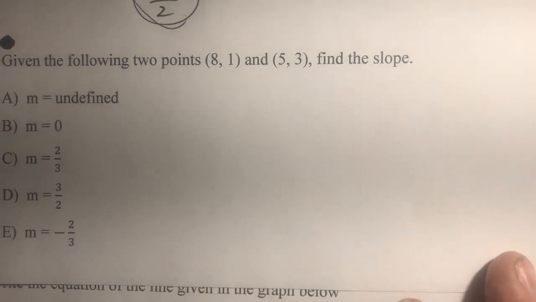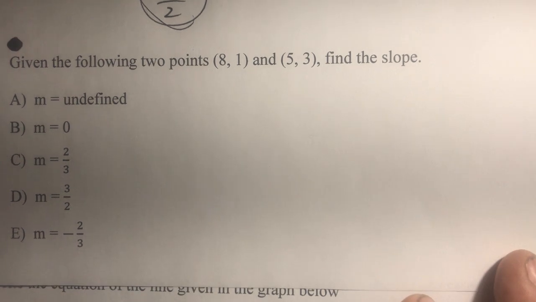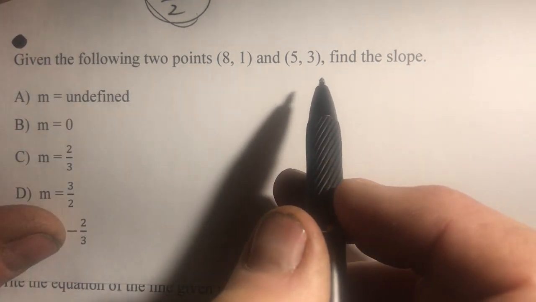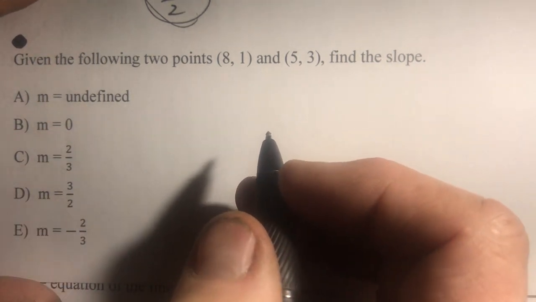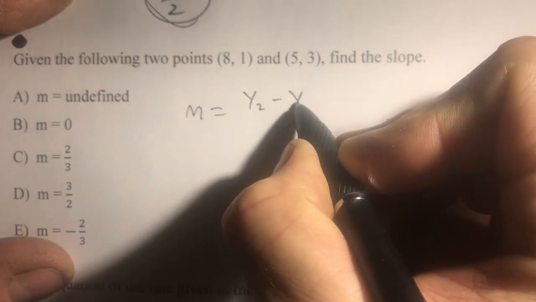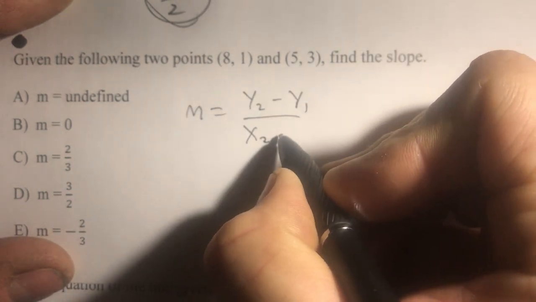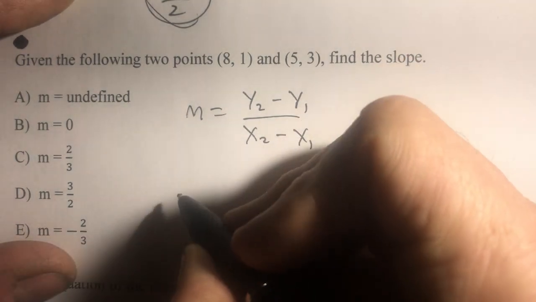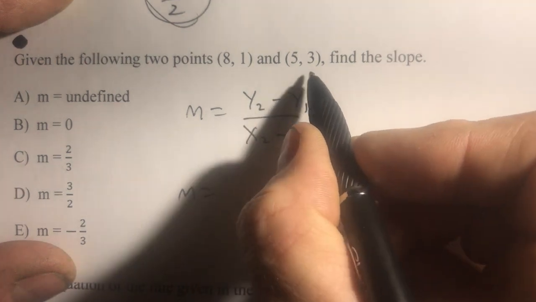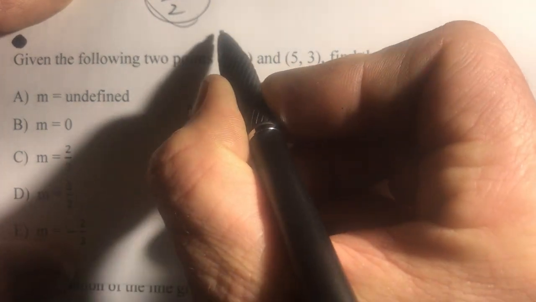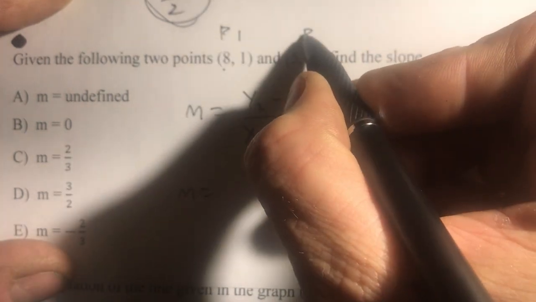All right, on this one now. Given the following 2 points, find the slope. Here's the slope formula. y from point 2 minus y from point 1, over x from point 2 minus x from point 1. That's how you find the slope. So in this problem, the y in point 2 is 3. See, there's my 3. Since this is first, we'll call that one point 1. We'll call that one point 2.